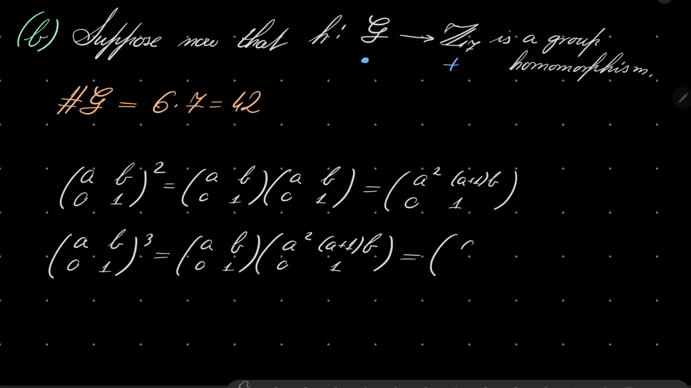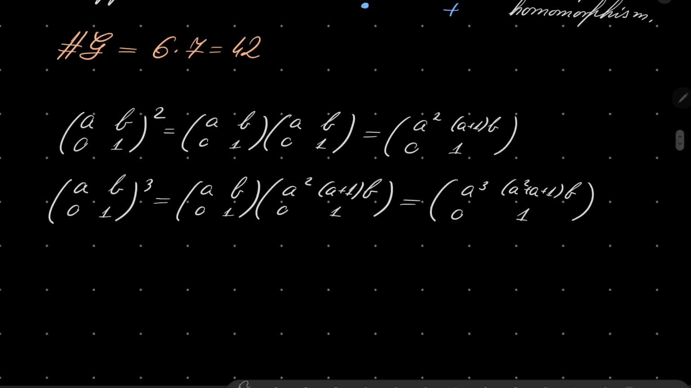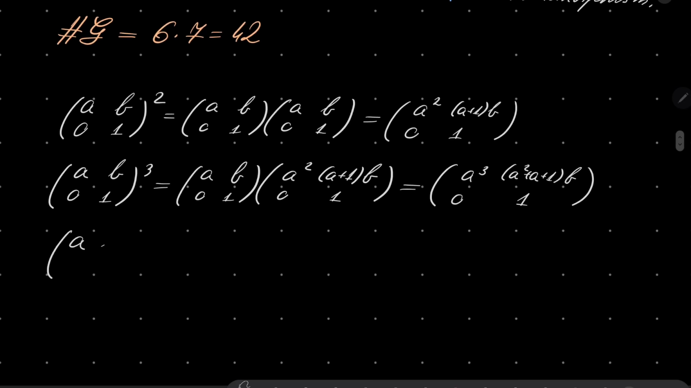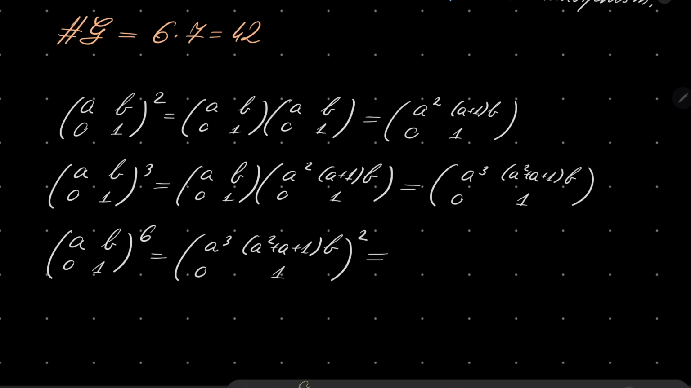And what is that? Well, it's A cubed, 0, 1, and in the last place we'll have A times that, so it's (A squared plus A plus 1) times B. Alright, and now we can compute the 6th power, [A, B; 0, 1] to the 6th power, by raising this matrix to the 2nd power. And to compute the square, we can use the formula derived for the first part.